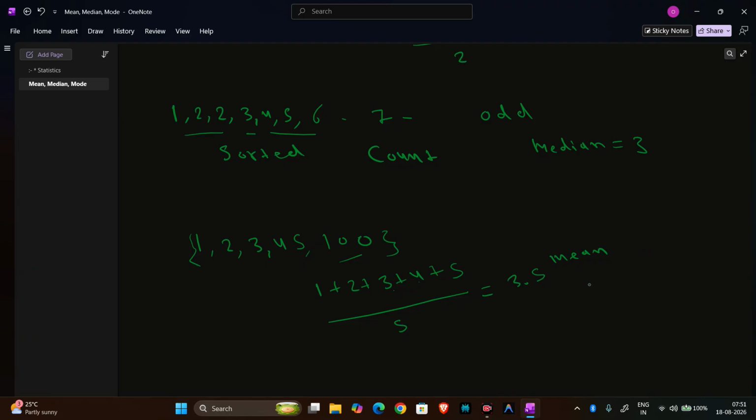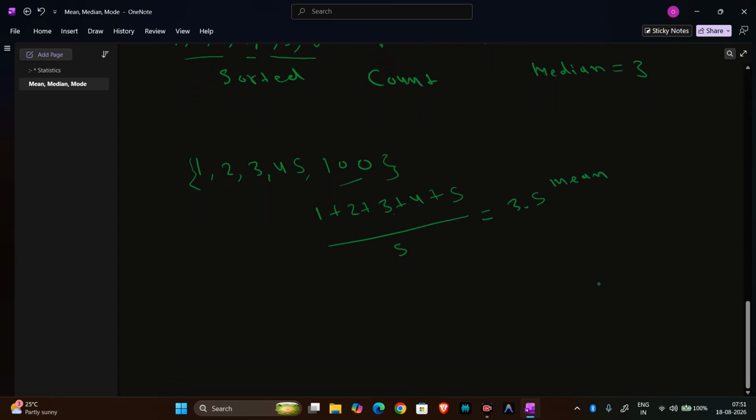So if we calculate this one, it will be around, I think, 3. 5, 10, 15. Yeah, 3 will get the median. If we are adding an outlier here, we will get 1 plus 2 plus 3 plus 4 plus 5 plus 100. You will get 6 values. You will get around 115, right? And it will be approximately around 19.